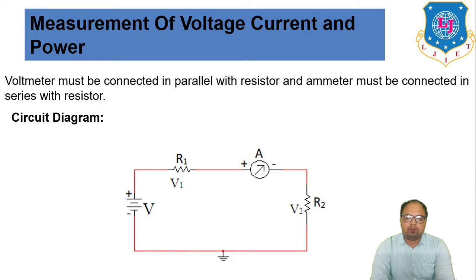With the help of this circuit diagram in a DC network circuit we will find the current and voltage, and after that we will multiply voltage and current and we will get power. P is equal to V cross I. So let's go to the electrical lab and we will perform this practical there.